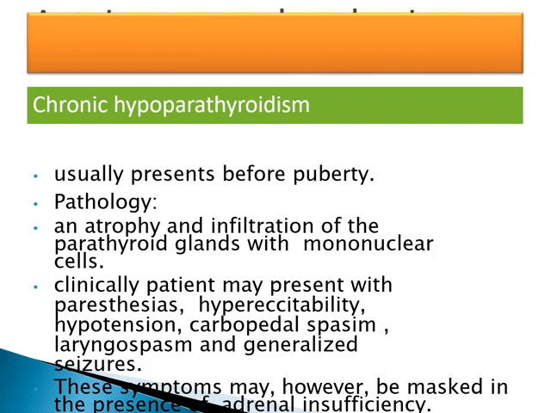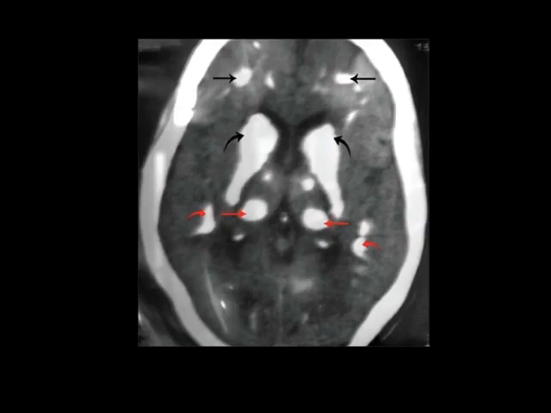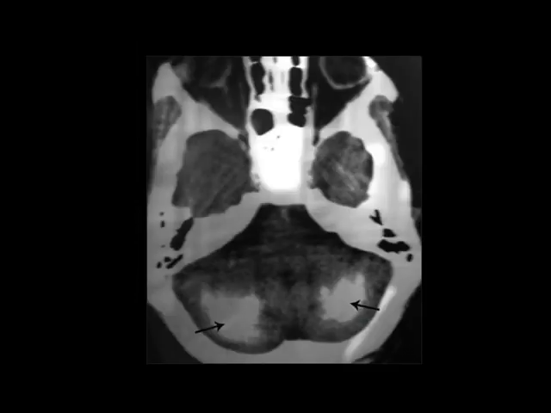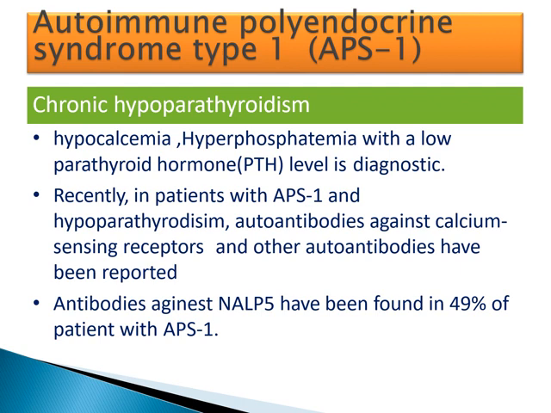Here you see abnormal calcifications in the CT brain in a patient with chronic hypoparathyroidism. Again, hypocalcemia and hyperphosphatemia with a low PTH are diagnostic of chronic hypoparathyroidism. Recently, in patients with APS1 and hypoparathyroidism, autoantibodies against calcium-sensing receptors and other autoantibodies have been reported. Antibodies against NALP5 have been found in 49% of patients with APS1.